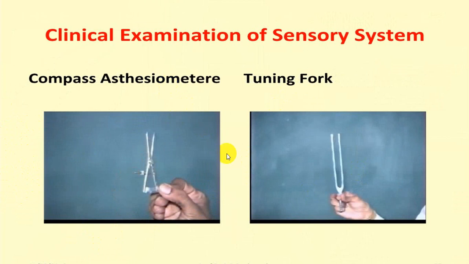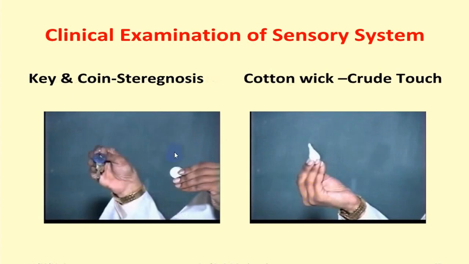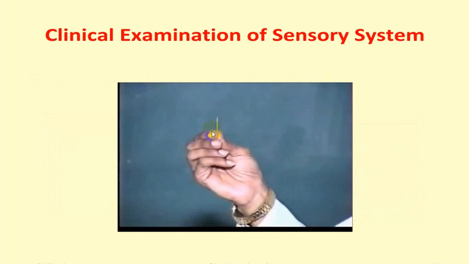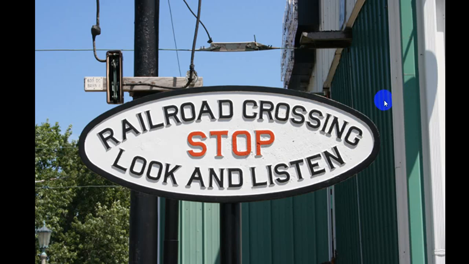This is for two-point discrimination. This is for vibration sensation as well as for Rinne's test and Weber's test. This is a key, coin, etc., for stereognosis. While for crude touch, a cotton wick. The blunt end of a pencil for pressure, or even you can utilize your keychain, key. Hot and cold water for temperature sensation. Then pin for pain in the case of sensory system examination.